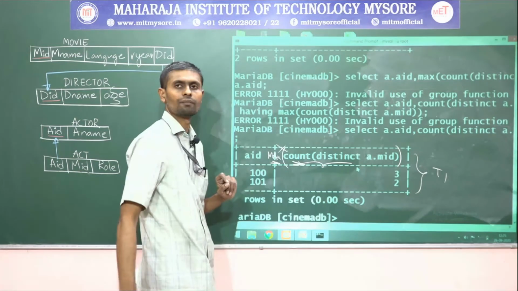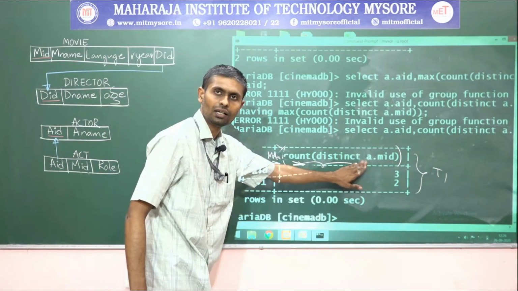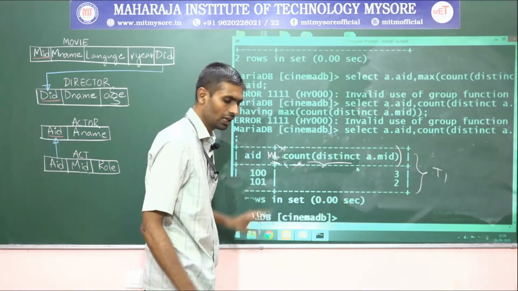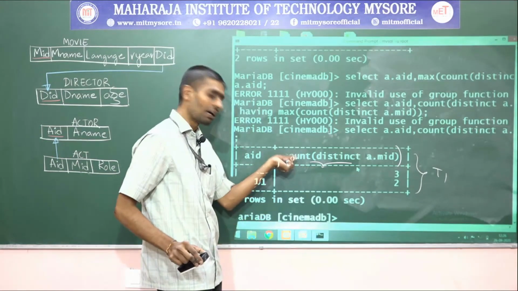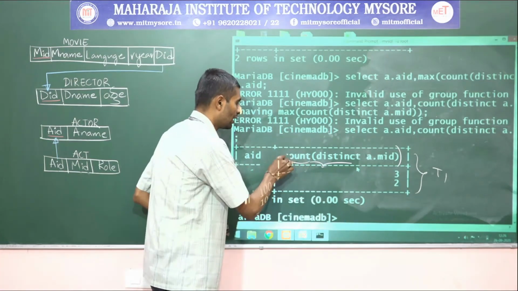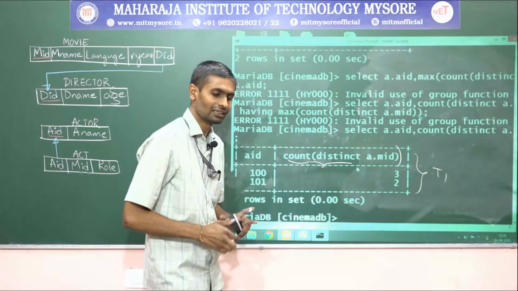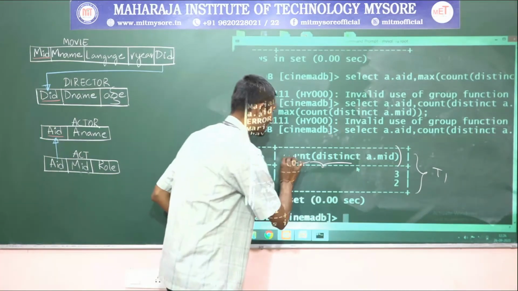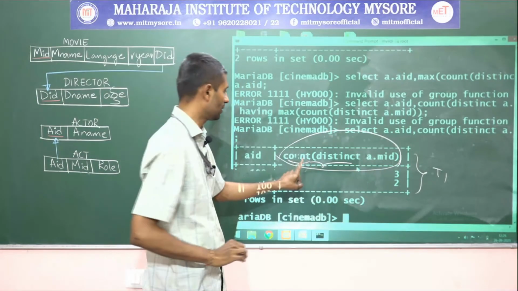This is what is not permitted, right? But directly max of count of distinct A.MID, it's okay. So for that, what I'll do is, there is an aggregate function which is available at this point of time, right? So for that, can I give a different name for this, guys? Yes, your answer is right. That means we'll go with giving a different name for this attribute.